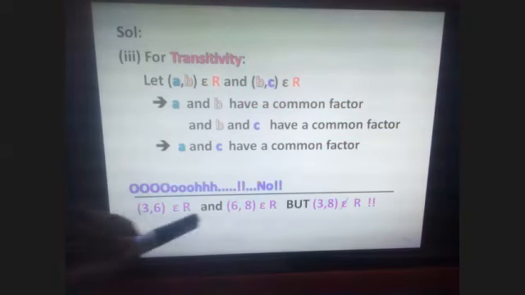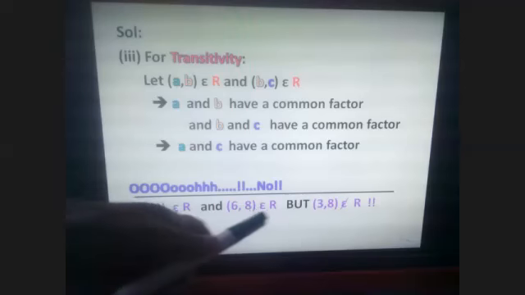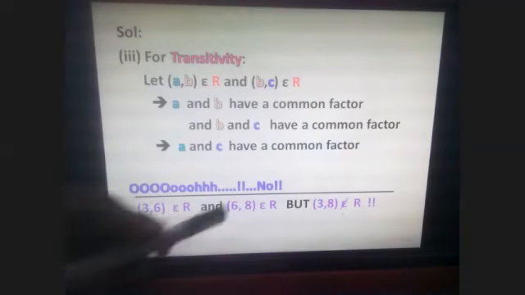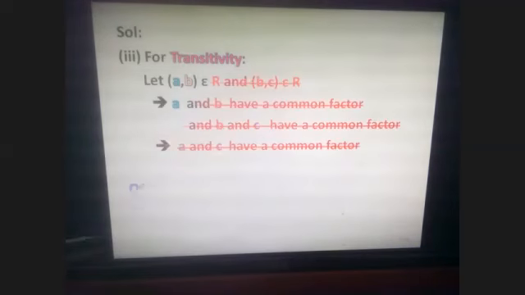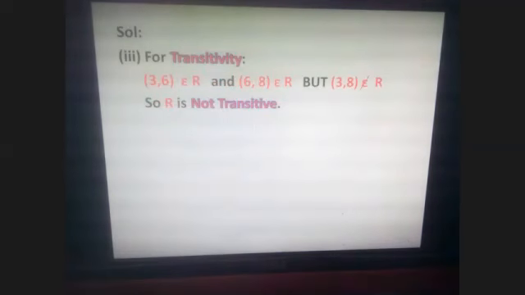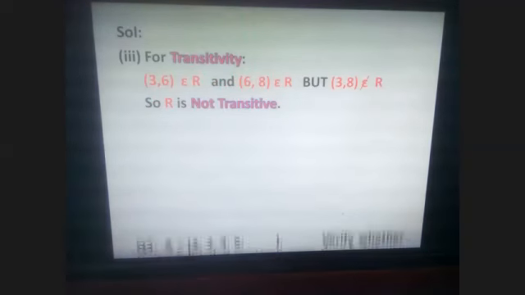3 and 6 have a common factor. 6 and 8 have a common factor. So (3, 6) is a member of R, (6, 8) is a member of R, but (3, 8) is not a member of R. Hence, all those are gone. Our answer must be that the example will show that it is not transitive. So that was reflexive, it was symmetric, but not transitive.